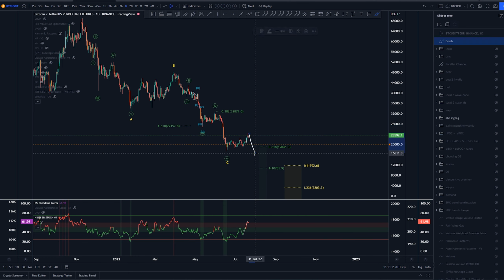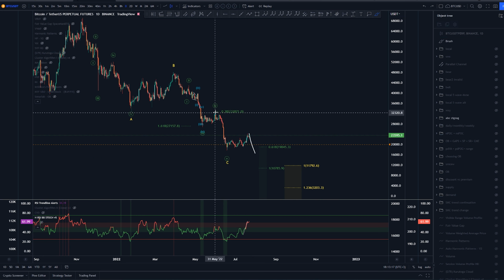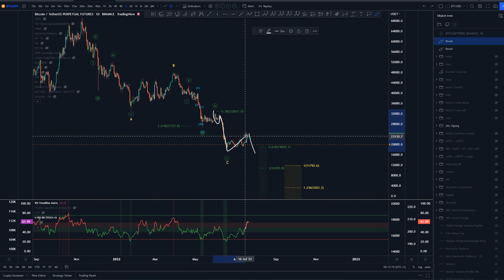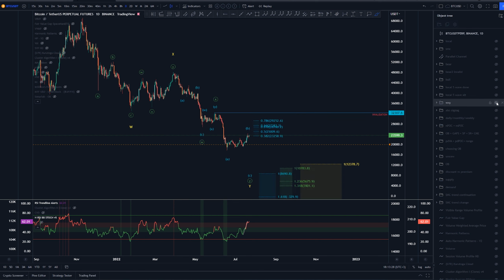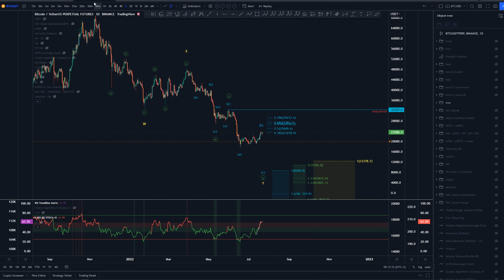Otherwise, if this is going to be taking out these current lows, then we would have to say that this is 1, 2, 3, massive wave 4 and then 5. Again, it wouldn't have the right look anymore, and it definitely does not have it. So that's why I'm looking at this WXY more likely to be the case.